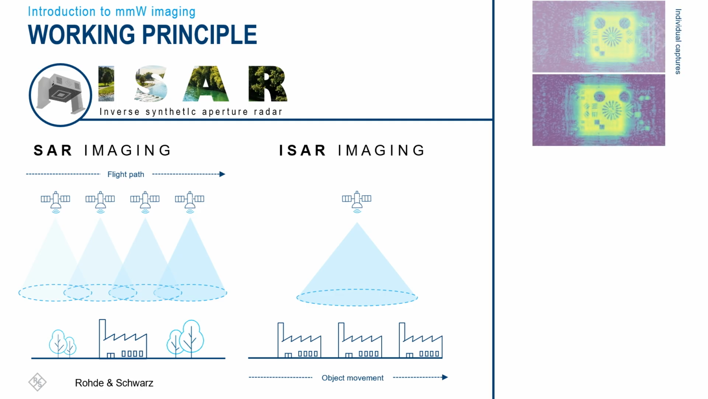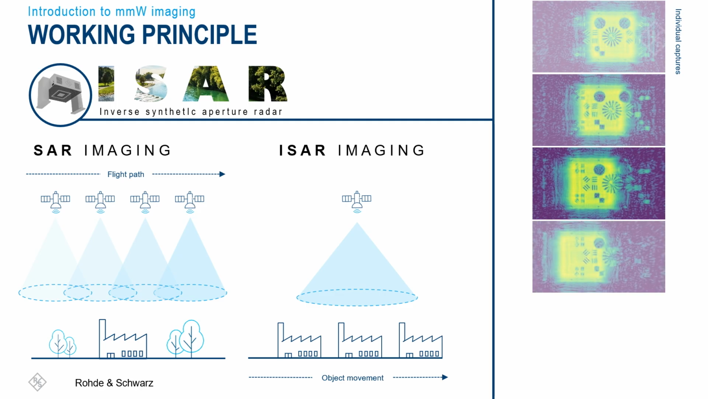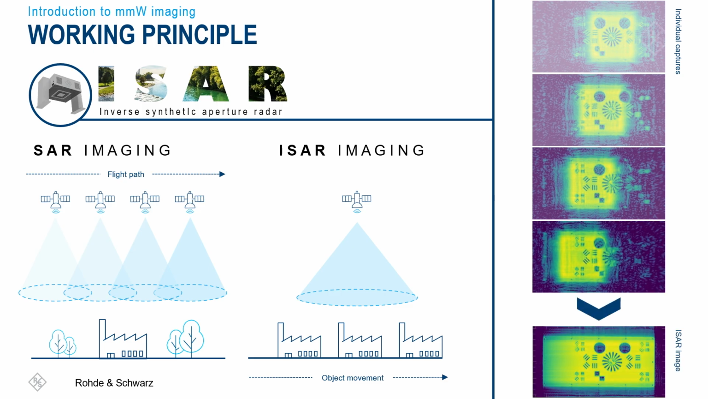So one image, another image, image number 3, image number 4, and here we have the ISAR image. The ISAR image is a combination of all the images that you see above, and you can see how tremendously the image quality is increased by ISAR imaging. What can we actually do with these images? What are potential applications? Where do we see this instrument to be helpful for our customers?